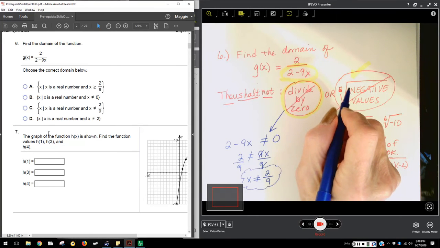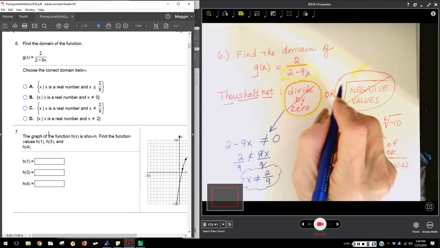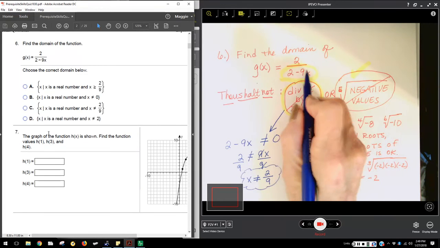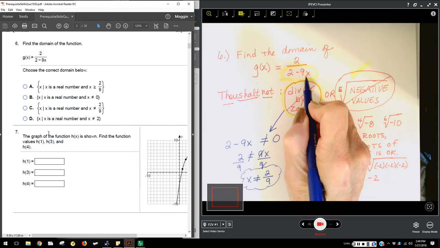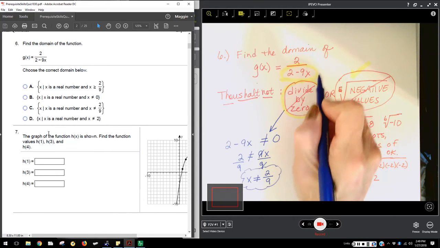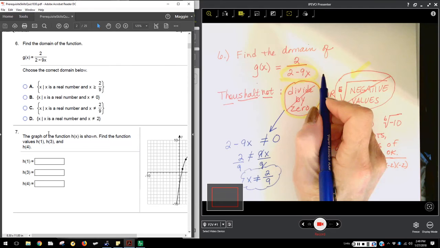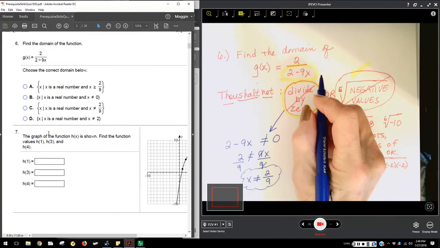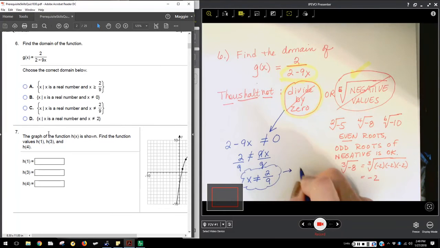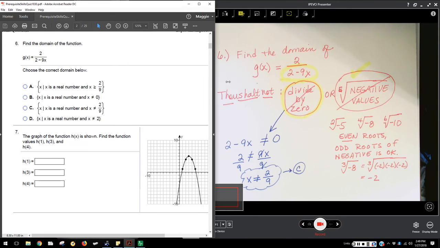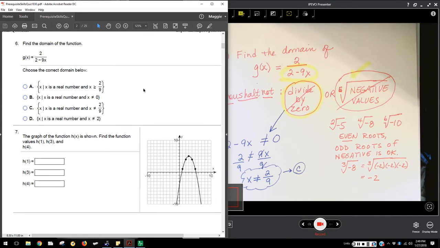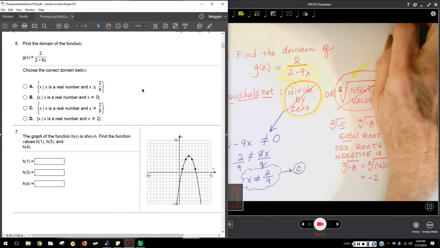It says in D that x can be any real number except 2. Well, 2 minus 9 times 2 is 2 minus 18. 2 minus 18 is negative 16. 2 over negative 16 is negative 1 over 8. That's not a problem either. So the correct answer is C. x is a real number and x does not equal 2 over 9. So that takes care of that one.